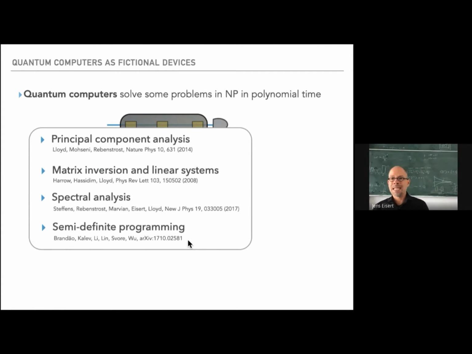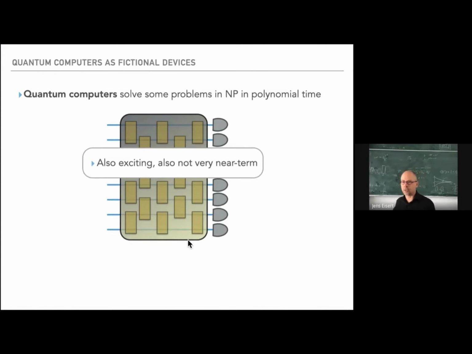That's been the principal component analysis, which is interesting, although that has been largely dequantized in the meantime. I'm happy to say more about this. Matrix inversion and linear systems already have a classical efficient algorithm, but this can be moved to log time if the input is provided in the appropriate fashion. Algorithms for spectral analysis and semi-definite programming, one of the cornerstones of convex optimization, again allow for a quantum improvement in the long run. That's again exciting, but also not very near term.